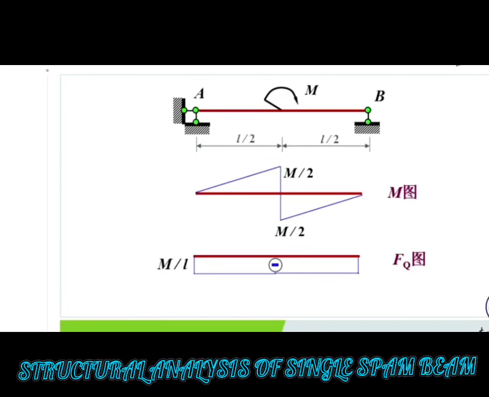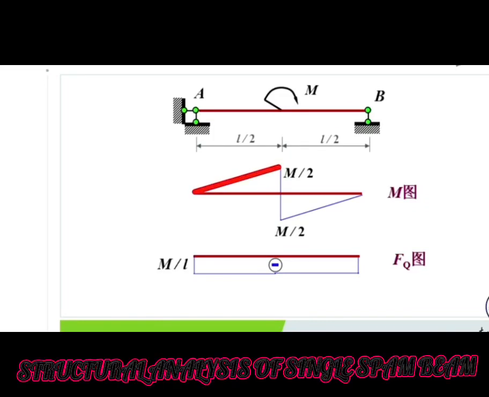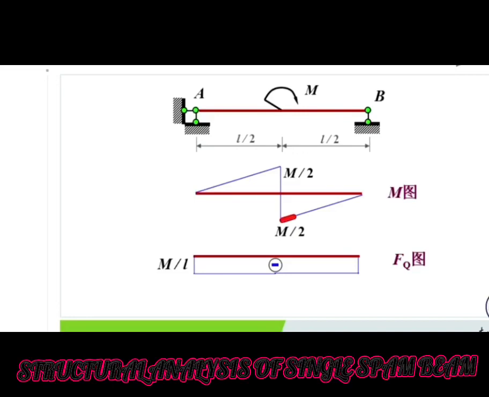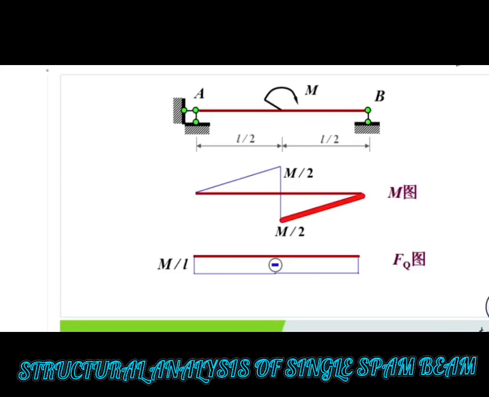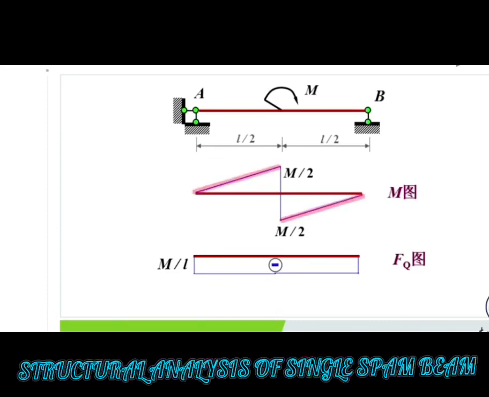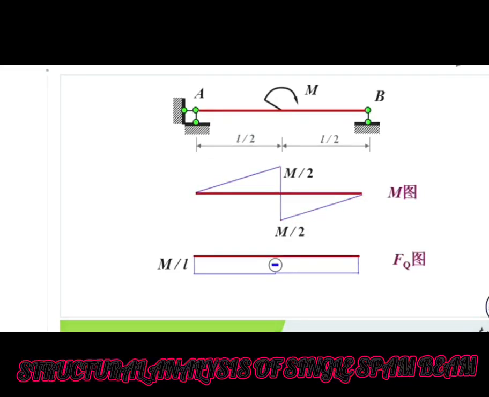The slope of the bending moment diagram of this part is half of M over half of L, that's M over L. The slope of this part's bending moment diagram is also half of M over half of L. So we find that actually these two bending moment diagrams are parallel.